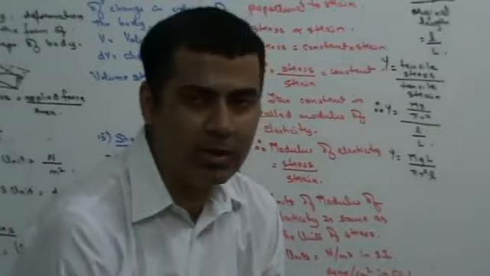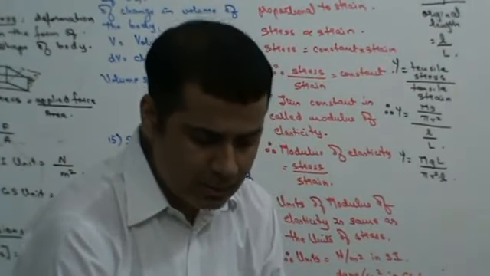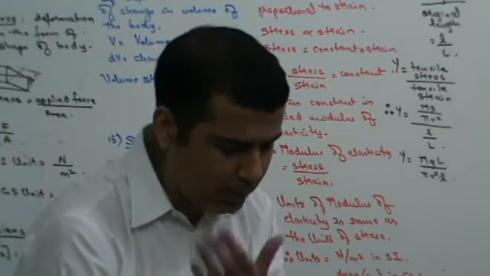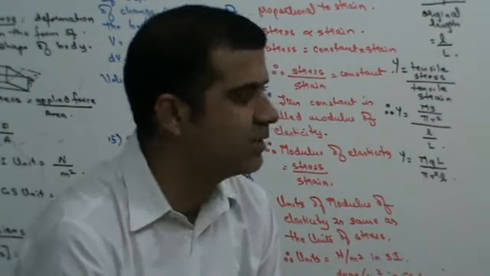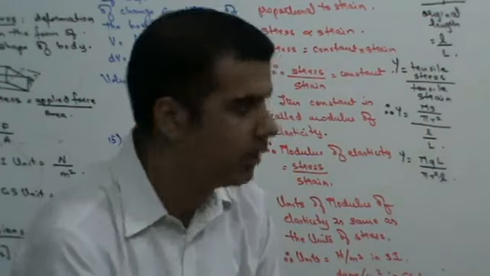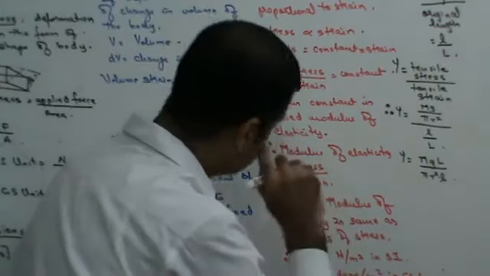Since only solids possess length, Young's modulus is a property of only solids. Liquids and gases do not possess length and hence they do not have Young's modulus.